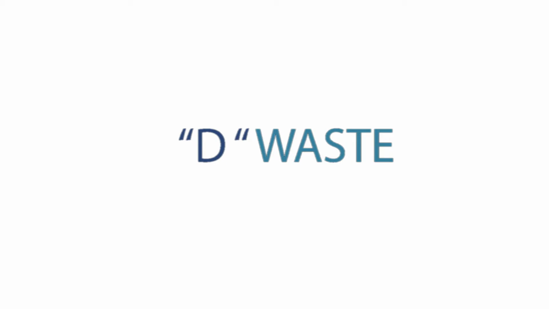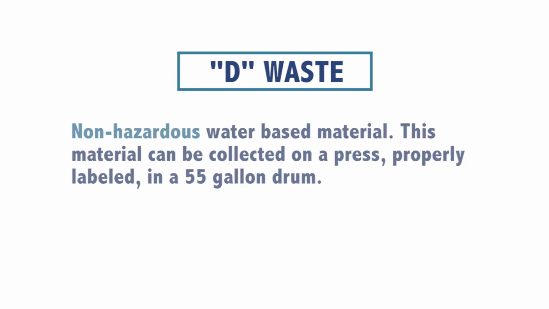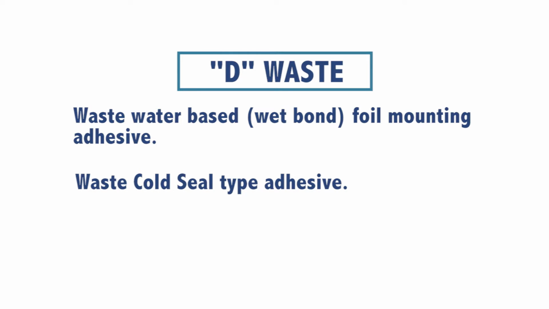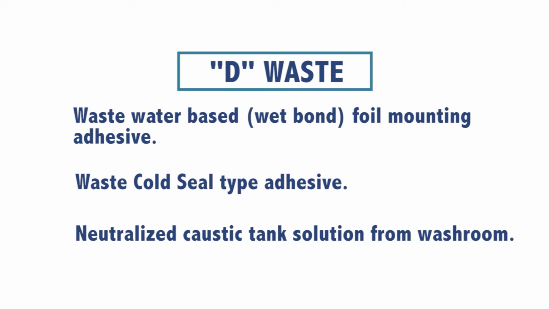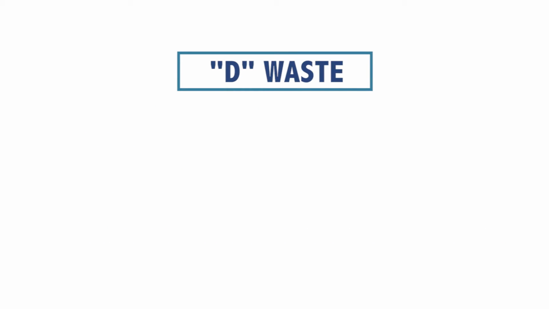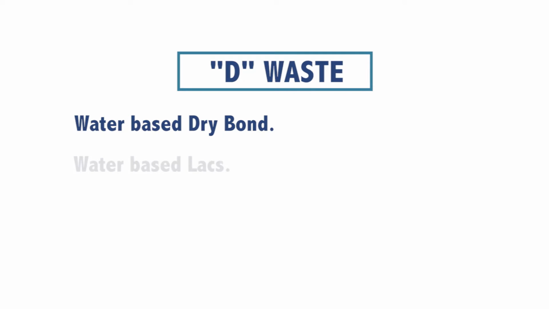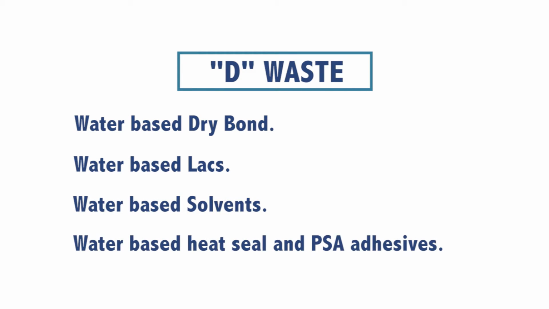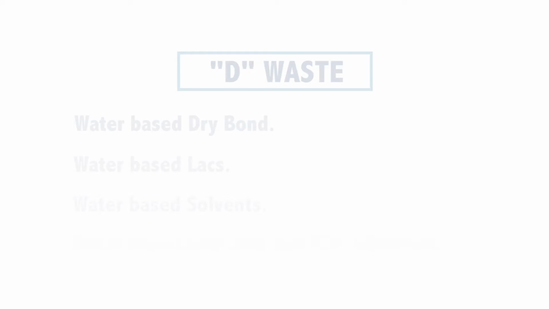D waste. D waste is non-hazardous water-based material. This material can be collected on a press, properly labeled, in a 55-gallon drum. The materials include water-based wet bond, foil mounting adhesive, cool seal type adhesive, neutralized caustic tank solution from the washroom, water-based dry bond, water-based lacquer, water-based solvents, water-based heat seal, and PSA adhesives.